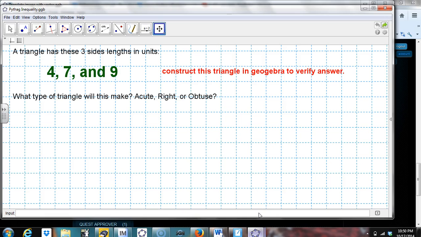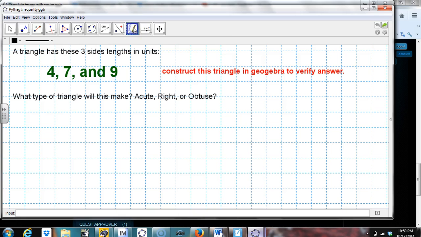Question number 9 is a Pythagorean inequality question. So we have a triangle that has these 3 side lengths in units: 4 units, 7 units, 9 units. So what kind of triangle will this make? Will it be acute, meaning all the angles are less than 90 degrees? Will it be a right triangle, so one of the angles is guaranteed to be a 90-degree perpendicular relationship, right? Or obtuse, meaning there's going to be an angle that's larger than 90 degrees. So let's check it out.